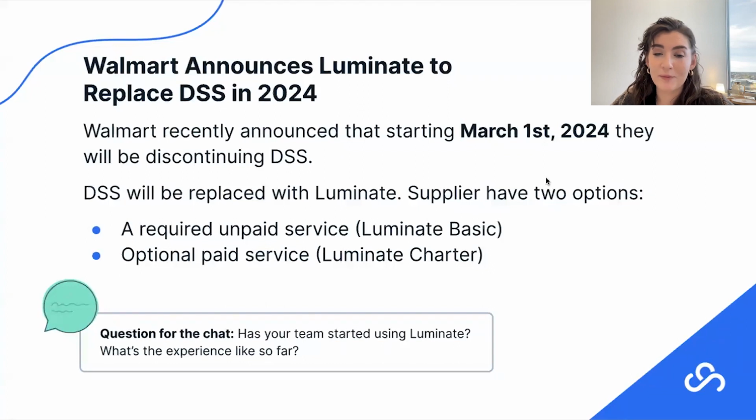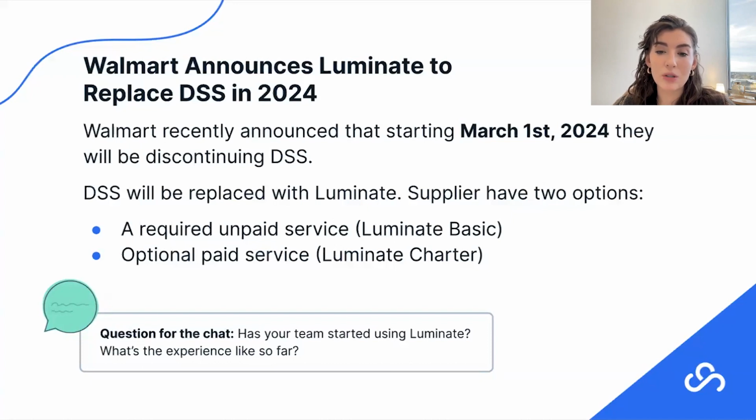All right, so unless you have not been in the supplier world, this has been, especially with Walmart, pretty earth-shattering. So Walmart did announce that Luminate is to replace DSS in 2024. The date that they've announced so far is March 1st, 2024. That's when DSS will be decommissioned. I understand that suppliers will not have access to DSS through Retail Link. It will be gone, and you will only have the option to use Luminate.